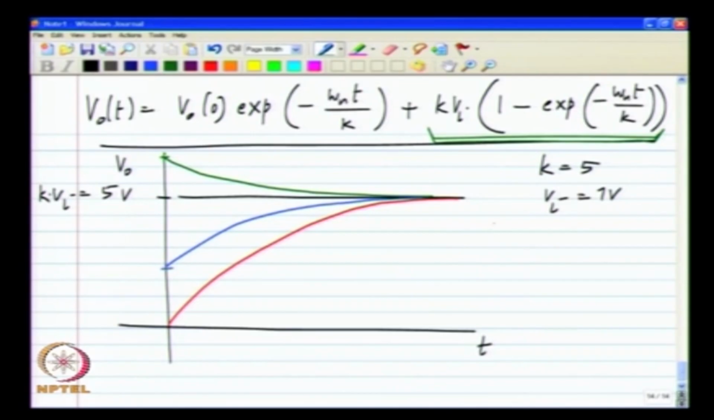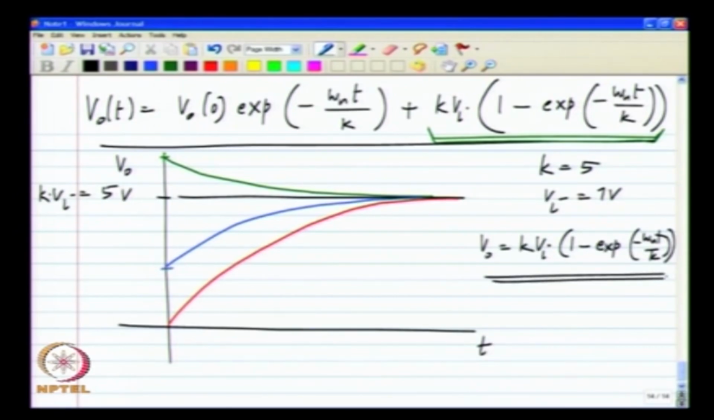So, in this case, this is the output and I want this to be equal to, let us say, 99% of the ideal value, which is k V I. Which means that this exponential should be 1%, because exponential is simply the error from unity. So, the exponential should be 1%.